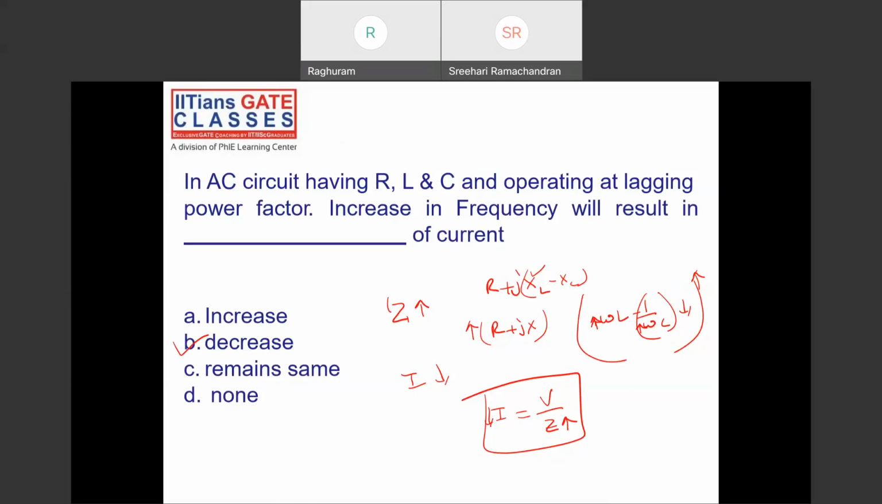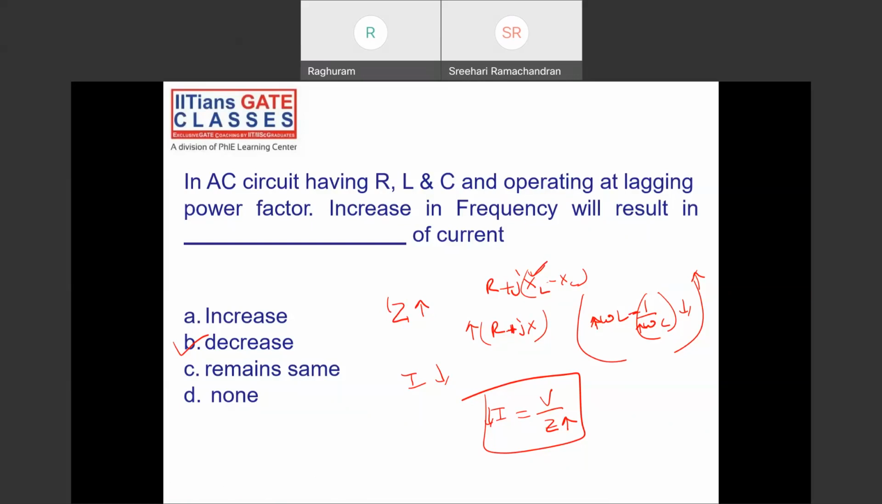Lagging means it will be mostly inductive in nature, plus j. XL minus XC is omega L minus 1 by omega C. If it's capacitive in nature, it will be XC minus XL, and this will be minus. This whole term will be negative. Inductive in nature, XL minus XC is positive.